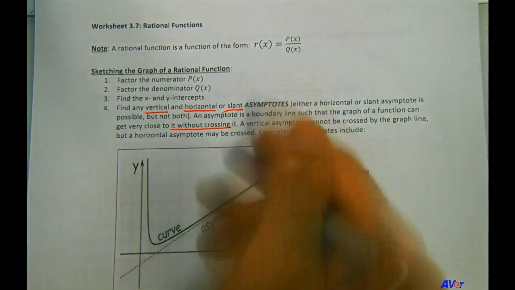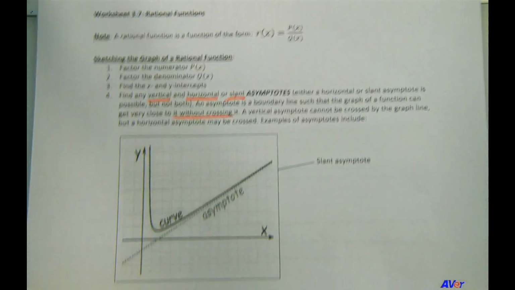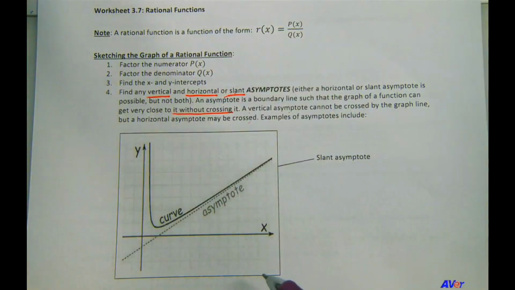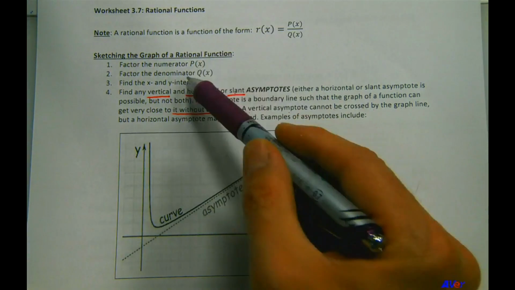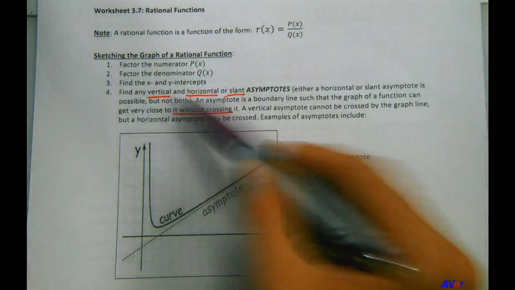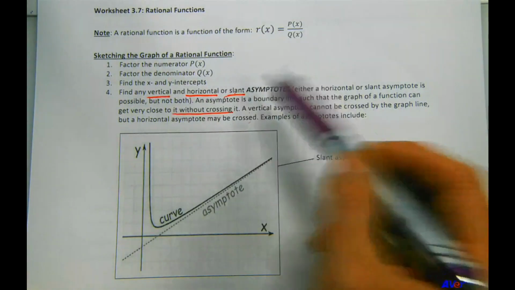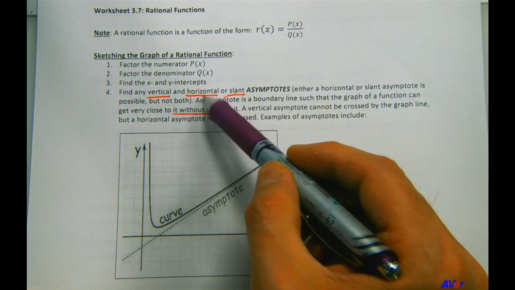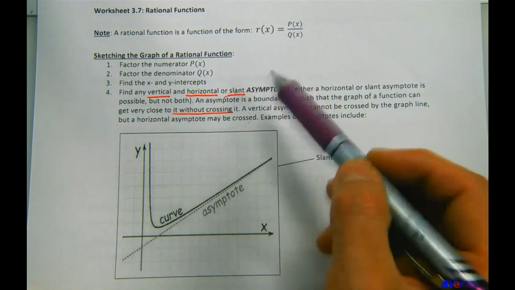Okay, so that basically covers everything I wanted to say. Very, very important to remember these 4 steps as you draw graphs of rational functions. So factor the numerator, factor the denominator, find the x and y intercepts, and then find the asymptotes: vertical, and horizontal or a slant asymptote.